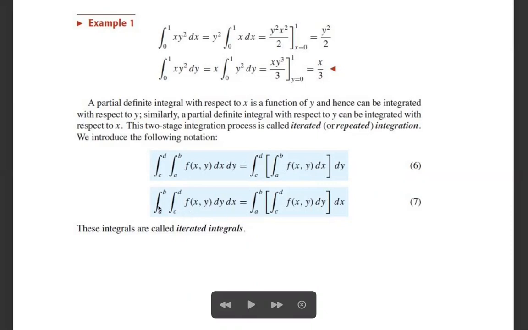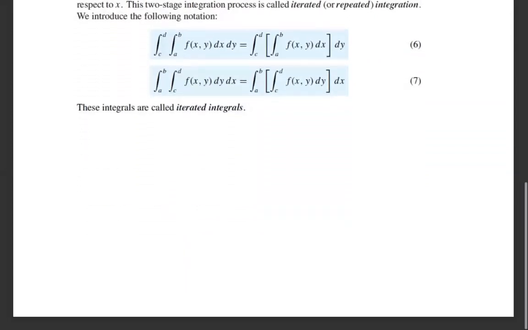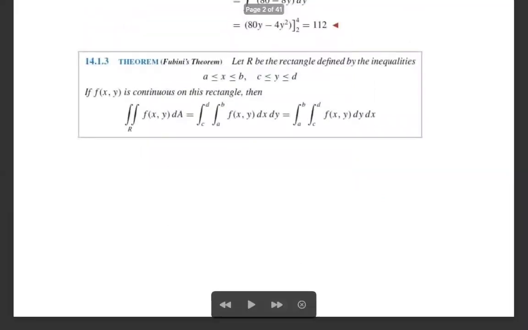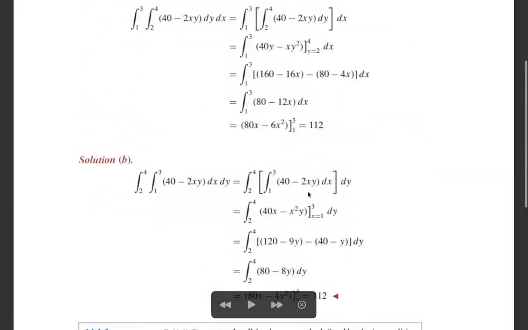Similarly, integral from a to b, c to d, f of x, y, dy dx. First integrate the function with respect to y. We'll get a function of x. Then integrate that function with respect to x. And these integrals are called iterated integrals. So we'll move on to some examples.